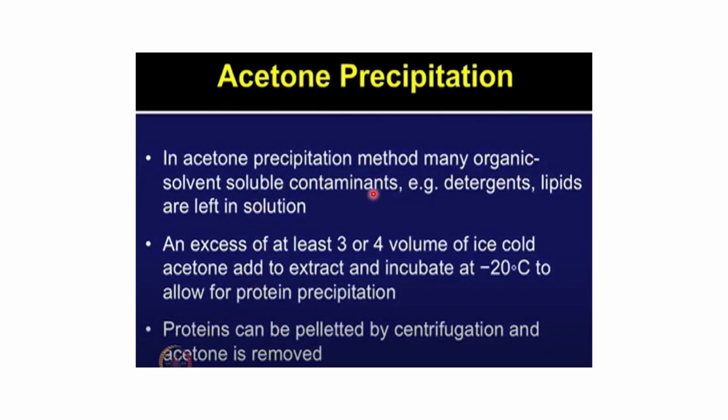There is a method called acetone precipitation, wherein you use acetone for precipitating the protein. This is for organic solvent soluble contaminants, and it will remove things like detergent, lipids, etc. You use an excess of at least 3 or 4 volumes of ice cold acetone. So this type of precipitation needs to be done at a colder temperature, and it allows protein precipitation. Later it can be pelleted down using centrifugation, and the acetone can be removed. The precipitated part will have only protein in it.